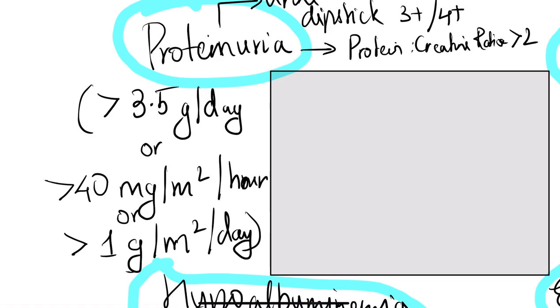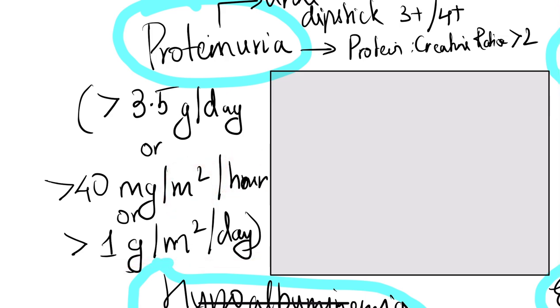When do we say proteinuria happens? That is more than 3.5 grams per day of proteins lost in the urine collected for 24 hours. In that, more than 3.5 grams per day, or if you go by the body surface area, that's more than 40 mg per meter square per hour, or 1 gram per meter square per day. This is based on the body surface area.